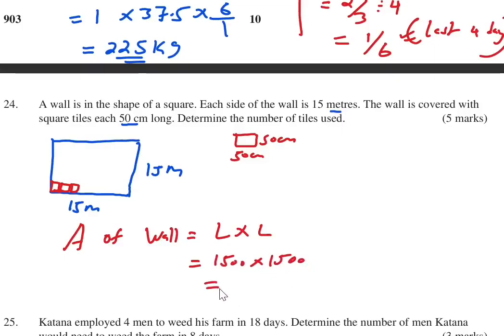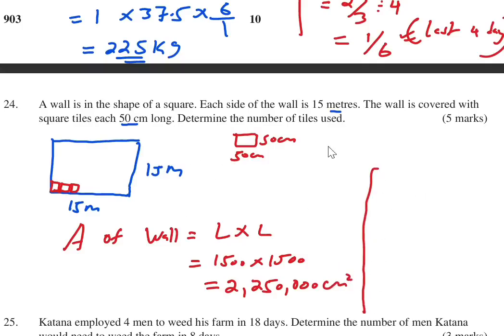So it will be how much? Times 1500. It is 2,250,000. 2,250,000 centimeters square. That is the area of the wall. We continue on the right.